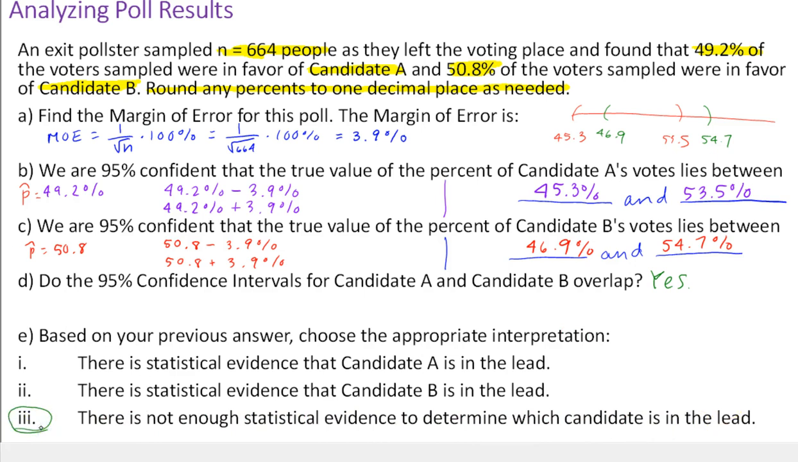Okay, if they didn't overlap, just to give you a picture of that, we'd have maybe one interval here and one interval there. Say this was A and B. And then we'd be confident that candidate B is in fact in the lead. There would be statistical evidence of that. But in this case, it's too close to call, and we'll have to wait for the results to come in.